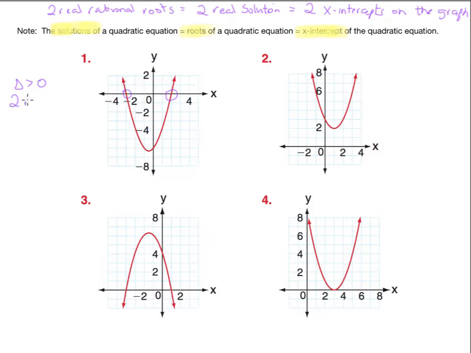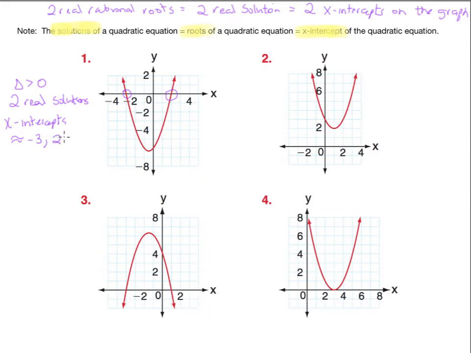If I ask you to look at this graph and tell me how many solutions it has, since it has two x-intercepts, that means it has two real solutions. Or I might ask you, what are the solutions, the roots, or the x-intercepts of this graph? And those are all the same answer. Now looking at this, it appears to be about a negative 3 and about a 2. We'd have to zoom in and get a little bit closer to figure it out for sure.